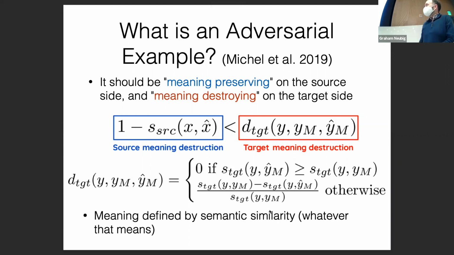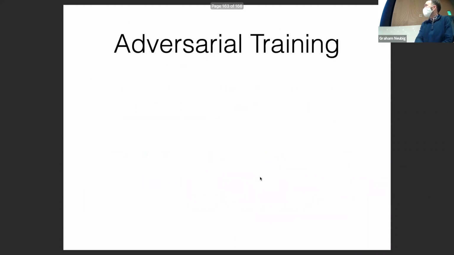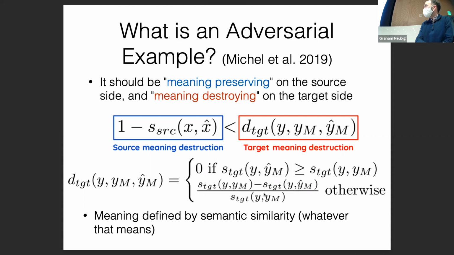So note that I haven't defined semantic similarity here. And the reason why is because defining semantic similarity is hard, right? It's an active research area that a lot of people are trying to work on through Sentence-BERT, BLEURT, or whatever other metric people are coming up with. So we intentionally left this underspecified. But basically the idea is that when you do an adversarial attack, you can use the most recent semantic similarity models that allow you to measure this objective.